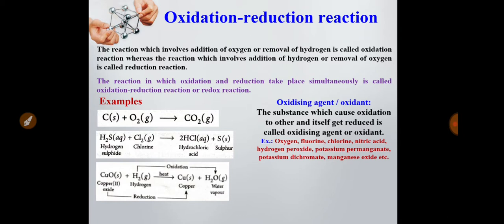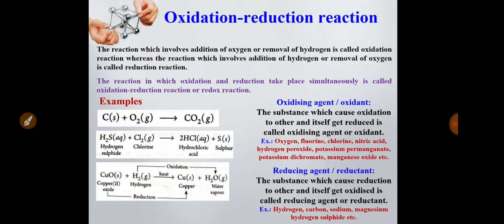So what is an oxidizing agent? The material or substance which oxidizes others and gets itself reduced is called an oxidizing agent. So here we can see that copper oxide oxidizes H2 to form H2O and gets reduced. So copper oxide here is an oxidizing agent. Some more examples of oxidizing agents are oxygen, fluorine, chlorine, nitric acid, potassium permanganate, potassium dichromate. They all are oxidizing agents.